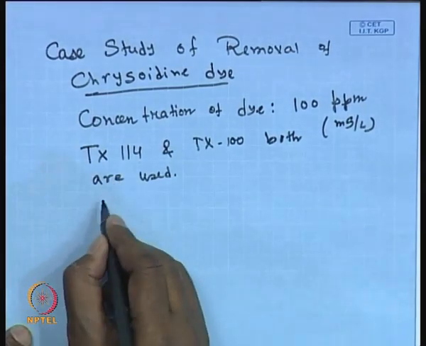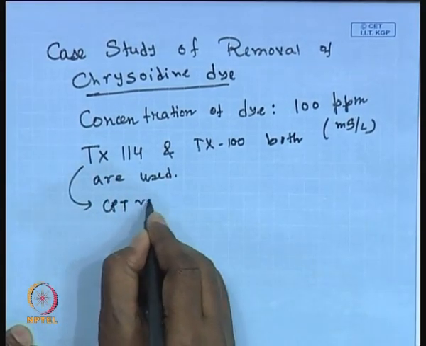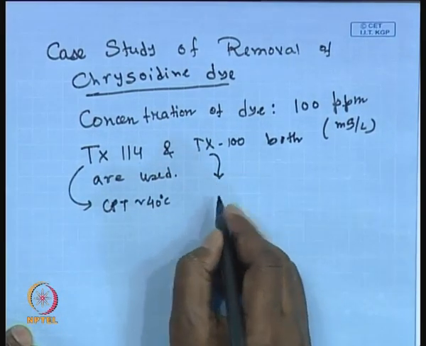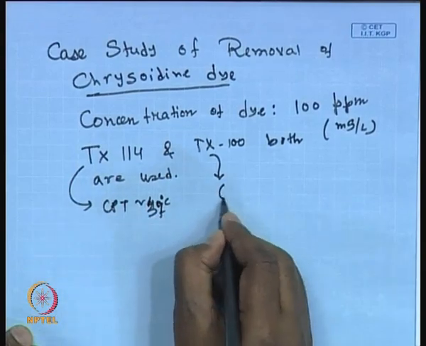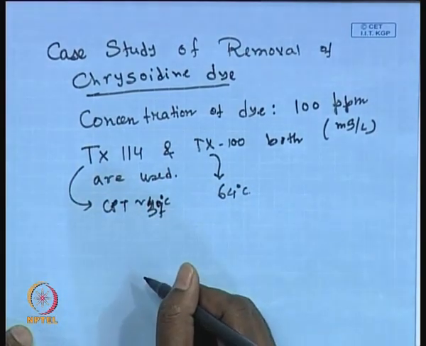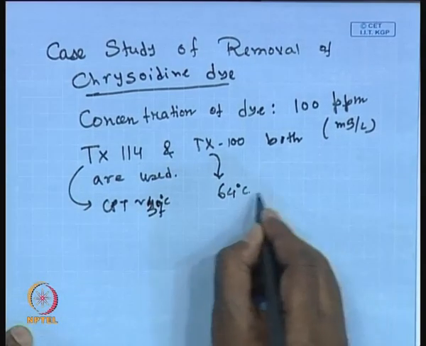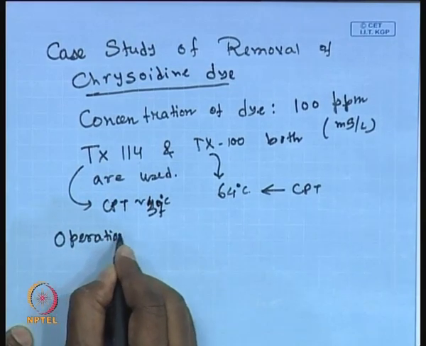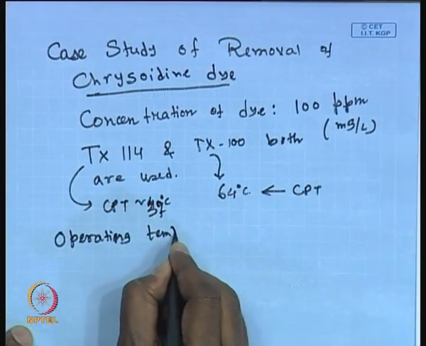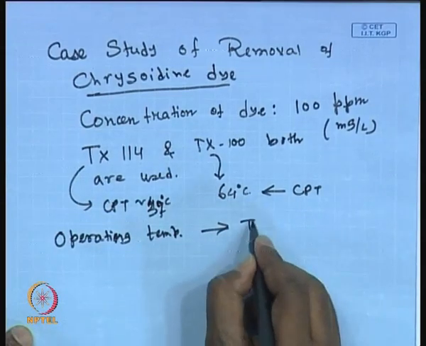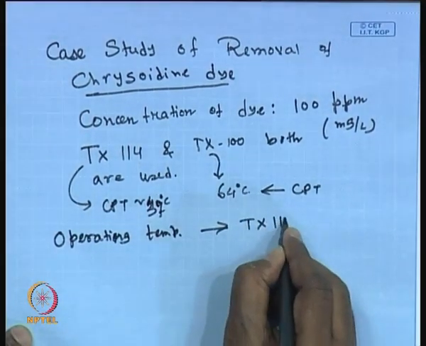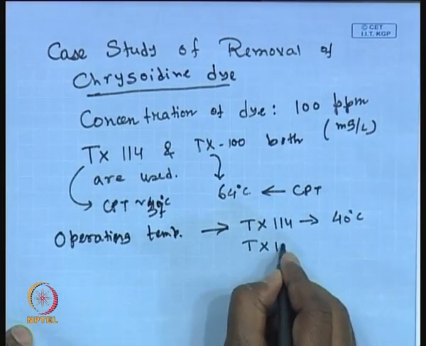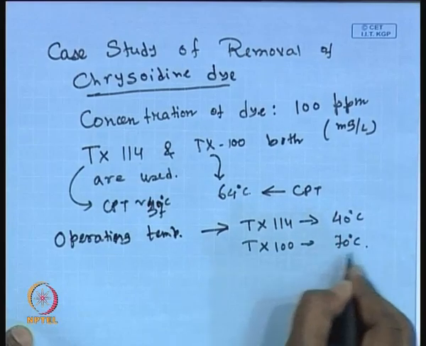Now, the cloud point temperature of TX 114 that we have seen is around 40 degrees centigrade, and for TX 100 it is 64 degrees centigrade. So, one can have the operating temperature slightly above that. Okay, this is the cloud point temperature. So, the operating temperature will be higher than this. So, the minimum operating temperature for TX 114 will be around 40 degrees centigrade, and for TX 100 it can be around 70 degrees centigrade.